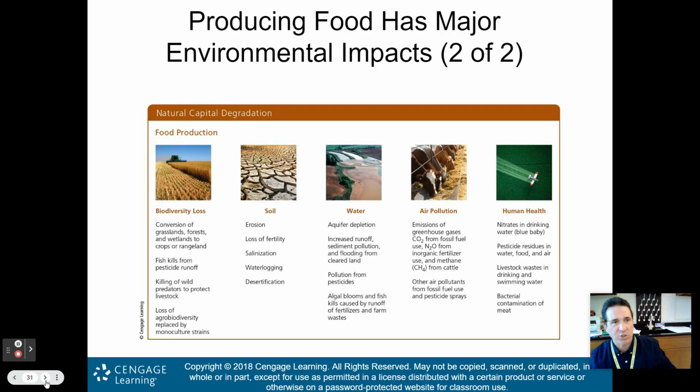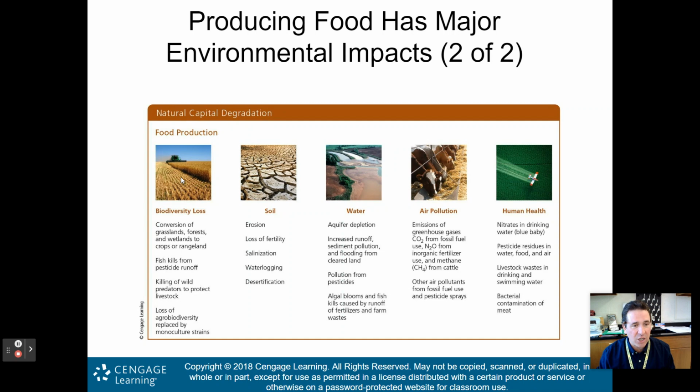Again, one of our charts, right? Food production, natural capital degradation, biodiversity loss, conversion of grasslands, forests, and wetlands to crops or rangelands. Again, you take a forest that has all these different species of plants for animals to live in, and then you change it to what you see here, right? This monoculture, or this one type of plant as far as the eye can see. All those other creatures, they can't live there anymore. You destroy your biodiversity. Fish kills from pesticide runoff, right? We're spraying all these pesticides on our crops that are going into the rivers, are causing that eutrophication, right? Or those dead zones where the fish can't live.